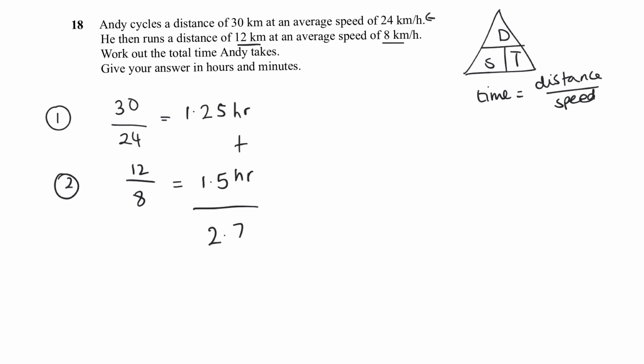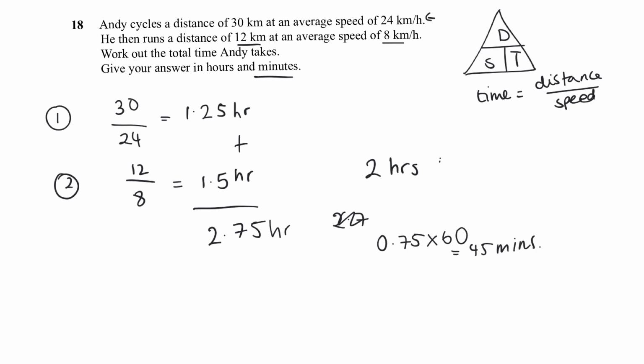So then if we add up his total hours, that is 1.25 add 1.5, which will leave you with 2.75 hours. And then to write that fully in minutes, the 2 part of the hours is fine, so that will be 2 hours, but we need to work out the minutes. So to work out the minutes, you need to do 0.75 times 60 in your calculator. That should give you 45 minutes. So it will be 2 hours and 45 minutes.